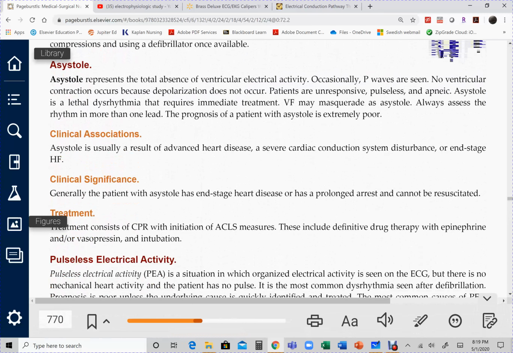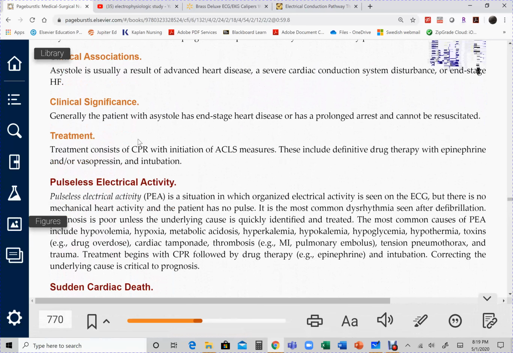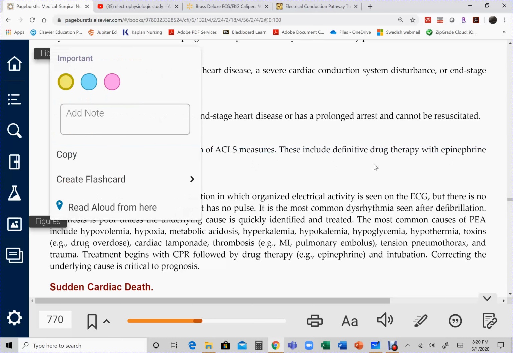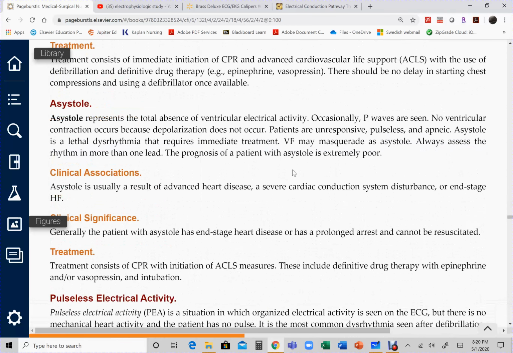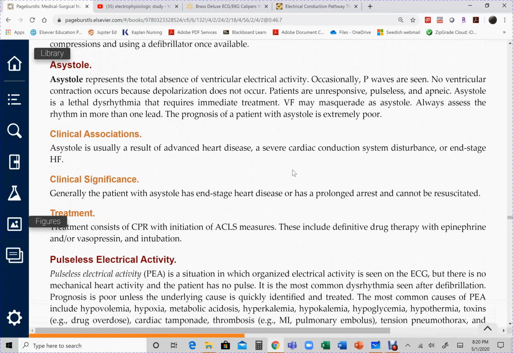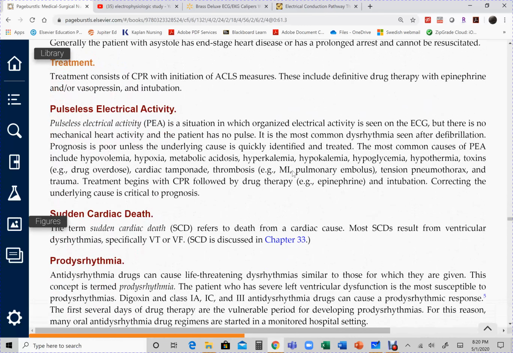Asystole, no electrical activity, so only do CPR. Okay, treatment is CPR. Right, full ACLS. Please do not defibrillate. Don't say you defibrillate the asystole. It's not defibrillating because the patient is not in fib, so no need for defibrillation.